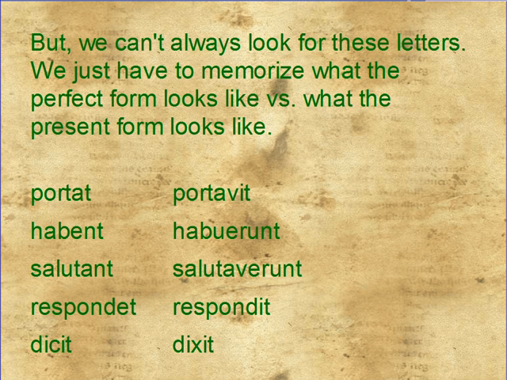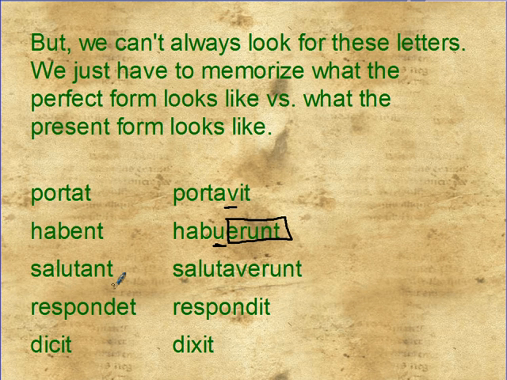Here's a few examples. Portat becomes portawit. Here we can see the V. Habent becomes habuerent. Here we can see the U, and in the plural it's a little easier because we can see our erent ending. Salutant, salutaverent.